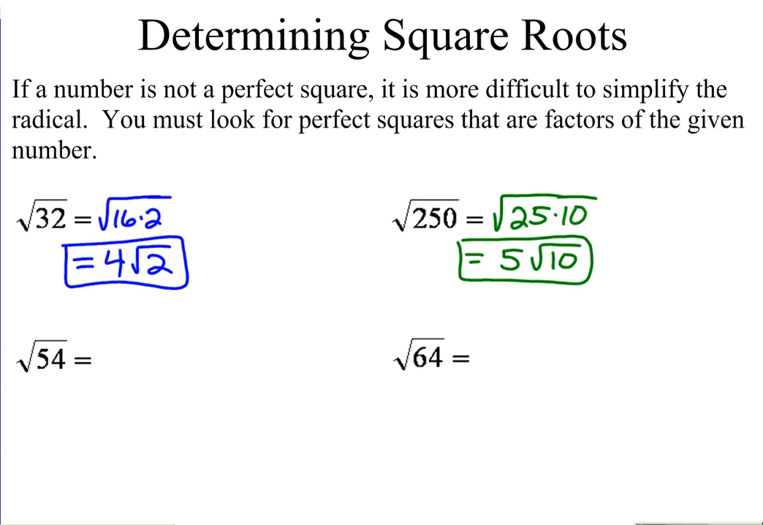Root 54. Go back to your perfect square list. Root 54, what perfect square is a factor of 54? That is going to be 9. 9 times 6 is 54. Square root of 9 is 3. We're left inside the radical with the 6, so 3 root 6. Square root of 64. That one breaks down very nicely. Square root of 64, 8 times 8, is just 8.